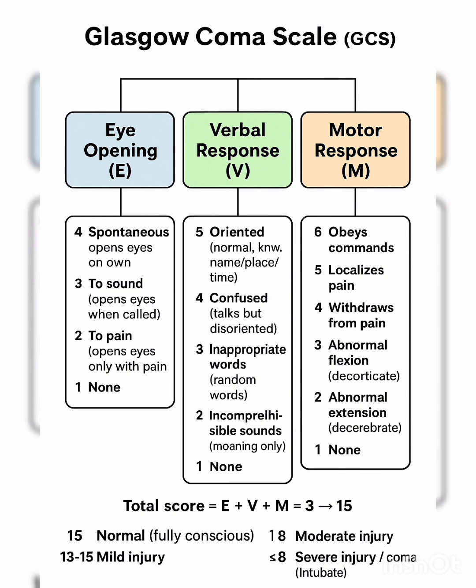The Glasgow Coma Scale is a neurological scale used to assess a patient's level of consciousness based on eye opening, verbal response, and motor response. It is mainly used in cases of head injury, trauma, stroke, or coma to quickly evaluate brain function. In short, GCS is a simple and reliable tool to measure how awake, responsive, and oriented a person is. Okay, let's break down the Glasgow Coma Scale step by step so you can understand each and every point clearly.